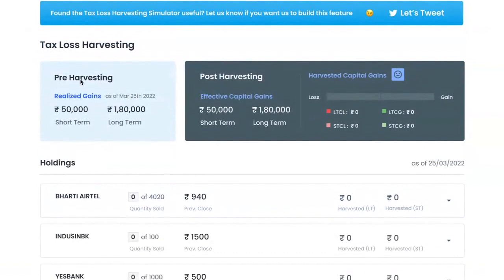Great. So as you can see here, this is my pre-harvesting income situation, and this part communicates a post-harvesting income situation. So these are already realized gains, and as we do tax loss harvesting, we'll see the impact of it on the taxability, right? So what am I seeing here? My short-term capital gains are 50,000 rupees. My long-term capital gains are 1,80,000 rupees. I haven't done any tax loss harvesting so far, which is why post-harvesting capital gains are also the same.